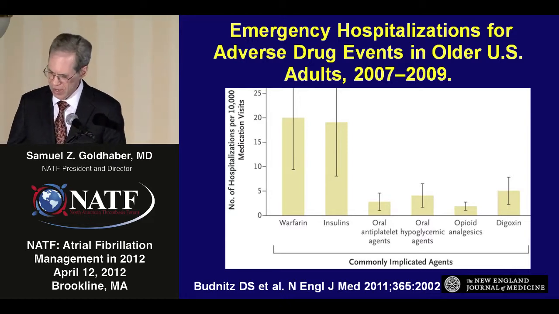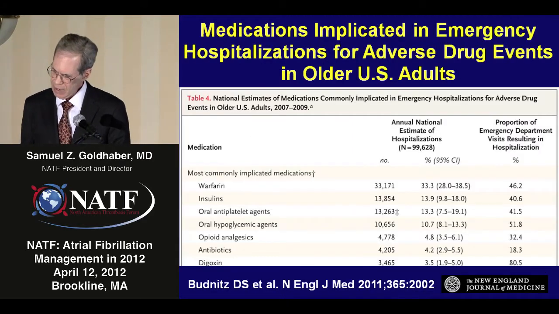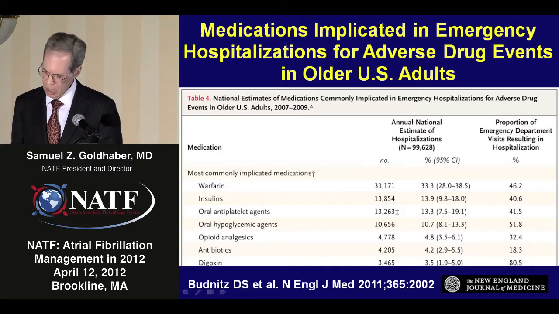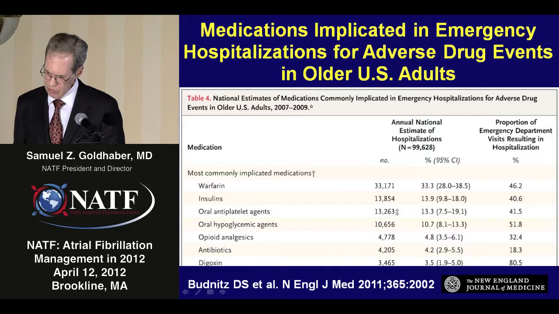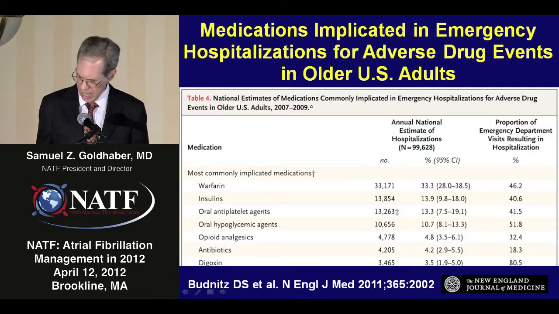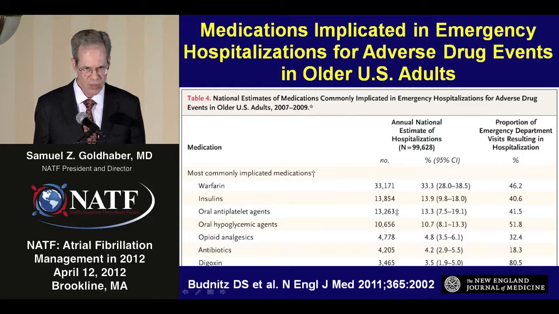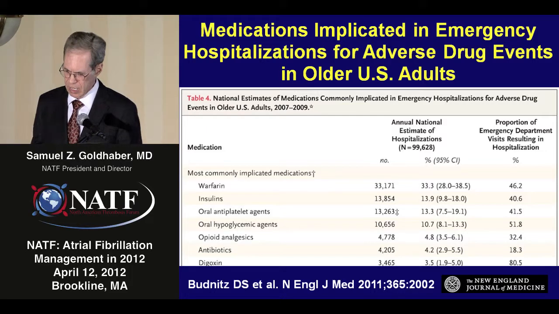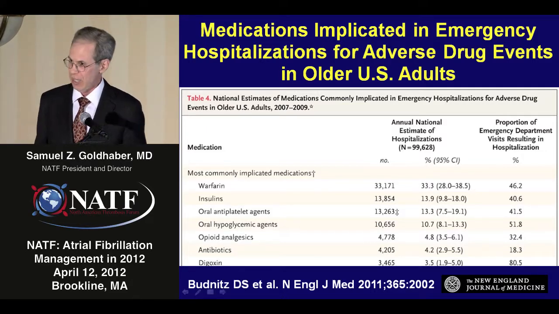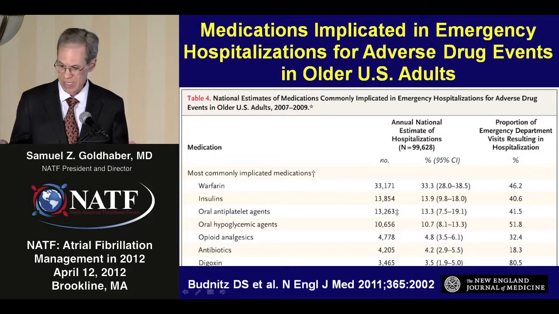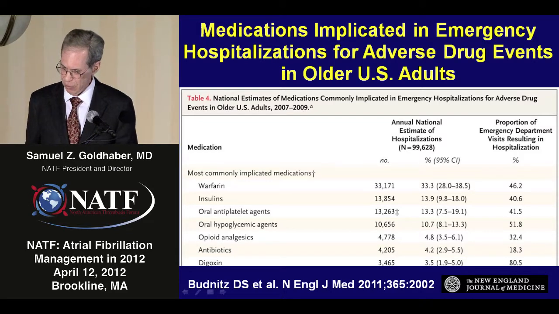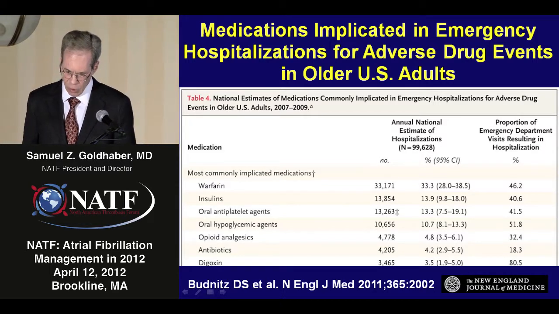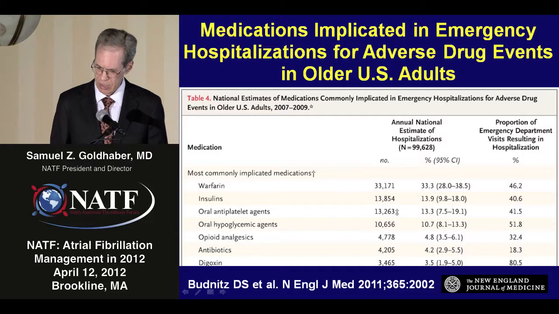Warfarin is the number one offender. In fact, of the top 4 offending agents, warfarin is responsible for 33% of the 100,000 or so emergency hospitalizations per year for adverse drug events in older Americans. Insulin, a very dangerous drug, came in second place at 13.9%. It's sort of tied with oral antiplatelet agents, and oral hypoglycemic agents was number 4.